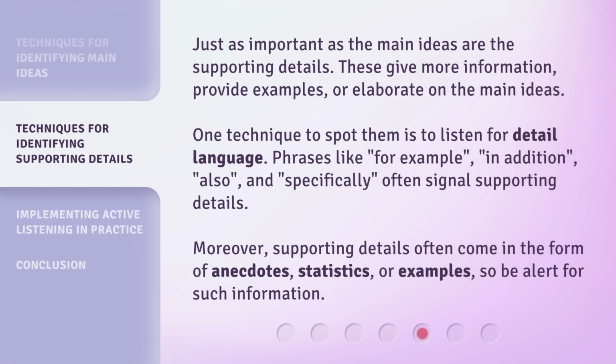Just as important as the main ideas are the supporting details. These give more information, provide examples, or elaborate on the main ideas. One technique to spot them is to listen for detail language. Phrases like "for example," "in addition," "also," and "specifically" often signal supporting details. Moreover, supporting details often come in the form of anecdotes, statistics, or examples, so be alert for such information.